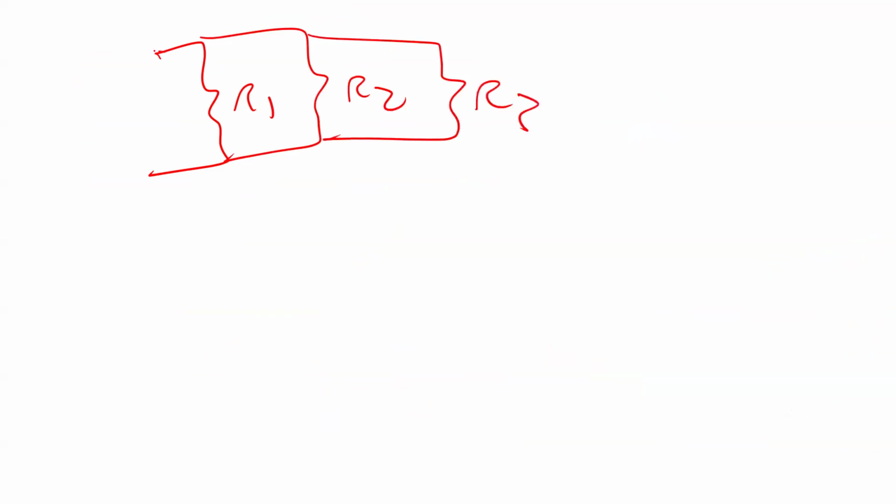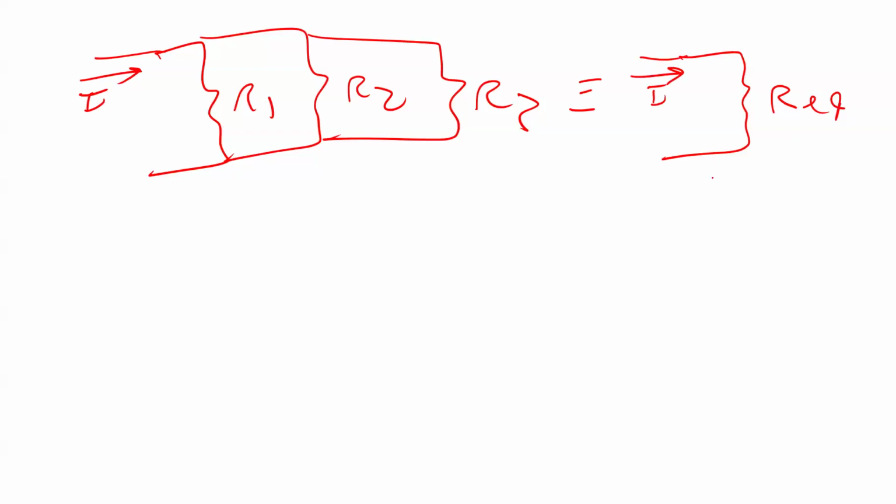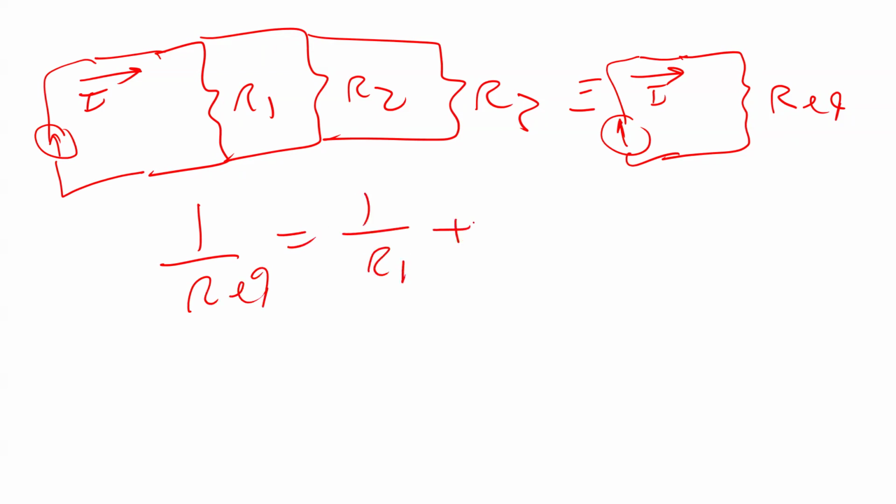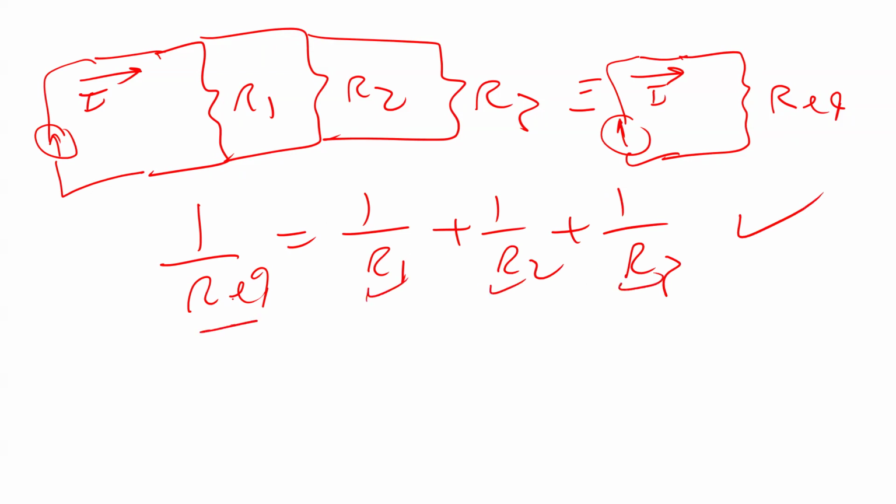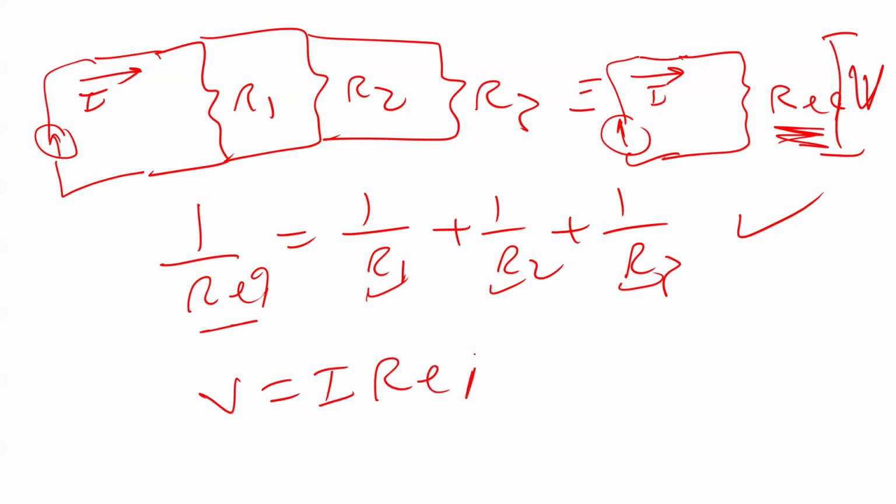The other way is, if you have R1, R2, and R3, and we have here R, I can say this is equal to R equivalent, and then we have here R. In this case, 1 over R equivalent equals 1 over R1 plus 1 over R2 plus 1 over R3. So given R1, R2, R3, you can calculate R equivalent. And the reason I calculate R equivalent is because I can get V here. V equals I times R equivalent.